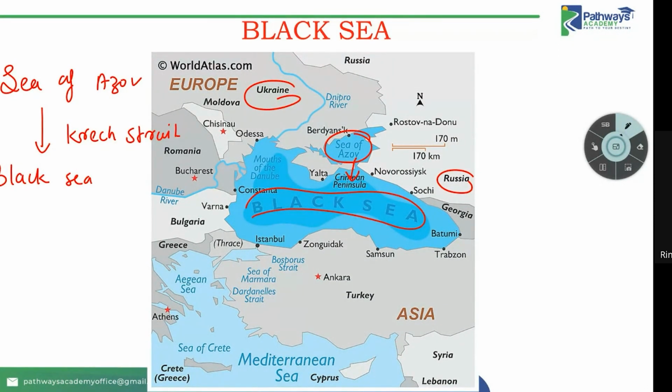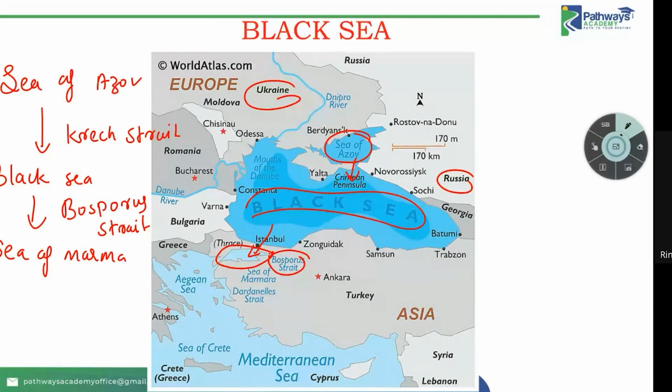From this Black Sea, there is another small sea that is known as the Sea of Marmara. From the Black Sea to the Sea of Marmara, it is connected by a strait known as Bosphorus Strait. In the UPSC hall, we will confuse between Bosphorus Strait and Dardanelles Strait. The Sea of Marmara is connected to the Aegean Sea through Dardanelles Strait.